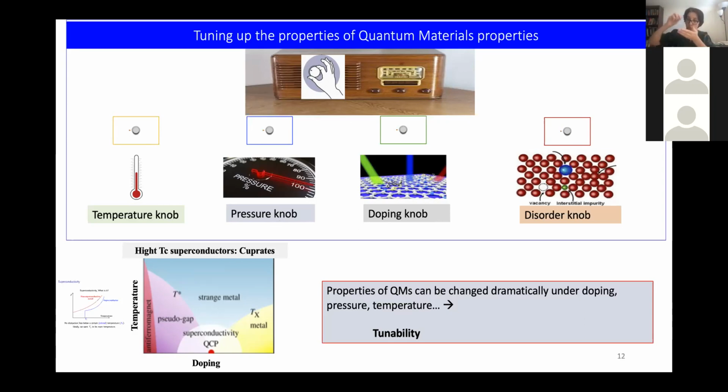are powerful things that one can tune to study the properties of materials. Doping, when you have a sample and you put in atoms of another kind into the sample, that's what we call doping, is another powerful tool to change the properties of the material.